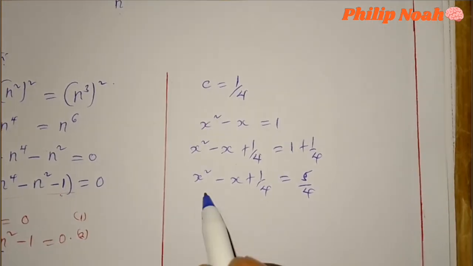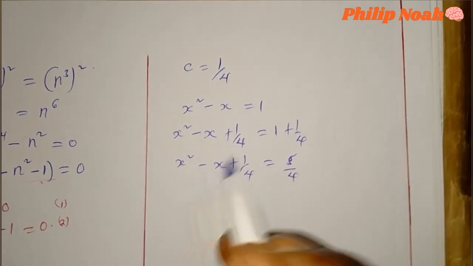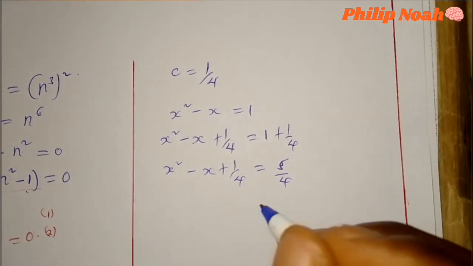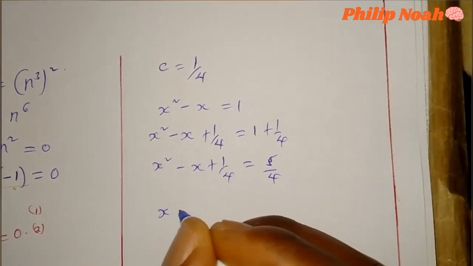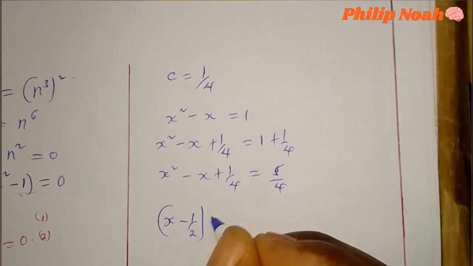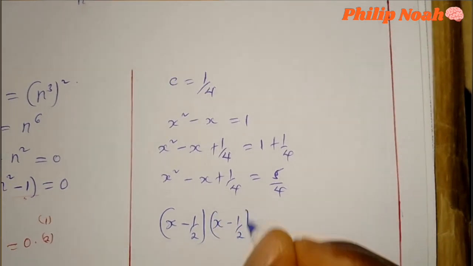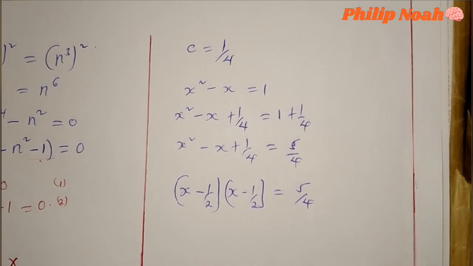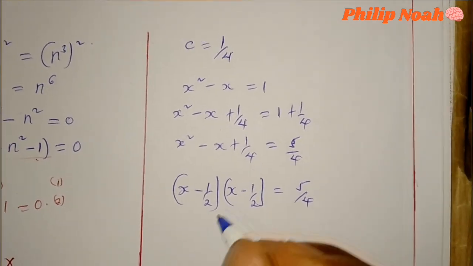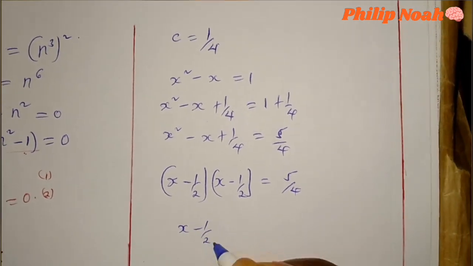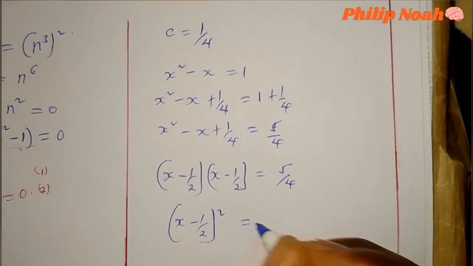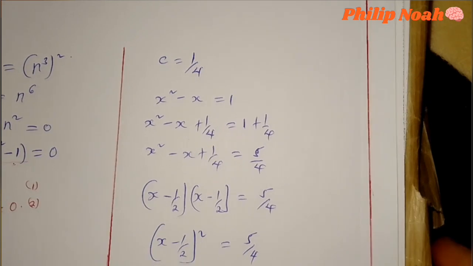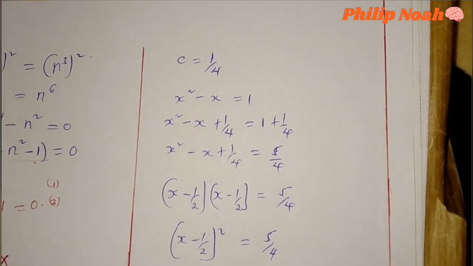We have x squared minus x plus 1 over 4 is equal to 5 over 4. If we factor the terms on the left hand side of the equation, we have x minus a half, x minus a half, is equal to 5 over 4. Are we there? Now, this is the same as writing x minus a half, squared, is equal to 5 over 4. We want the value of x.